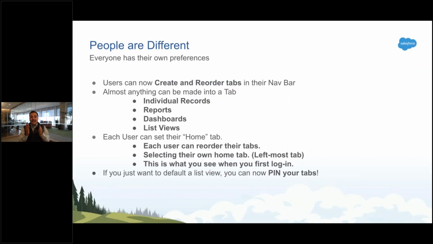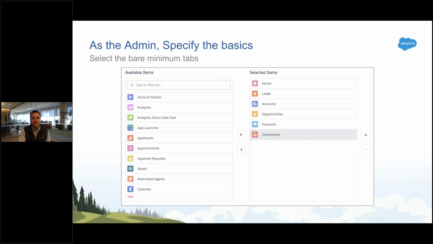Look, you as an admin can create whatever tabs you want, but this lets users create their own tabs, reorder the tabs. They can make any record into a tab, any report, any dashboard, any list view into its own tab, and whatever tab they move all the way to the left, their leftmost tab becomes their home page when they log in. So if there's a list they like, a dashboard they like, an account they always go to, I don't care. You shouldn't care. They can put it all the way to the left, and when they log in, that's what they're going to see. So this is just a really, really nice feature.